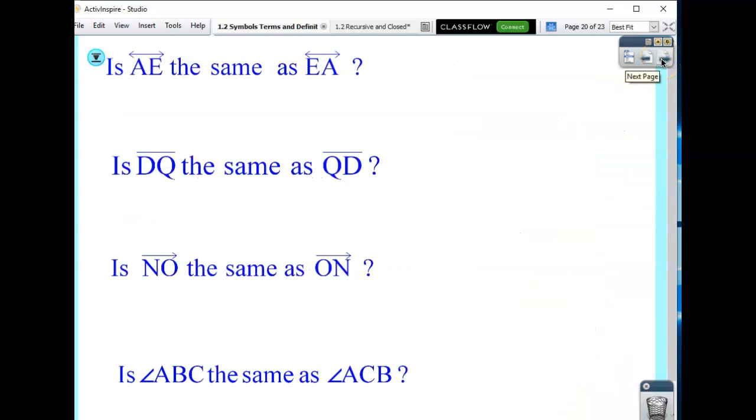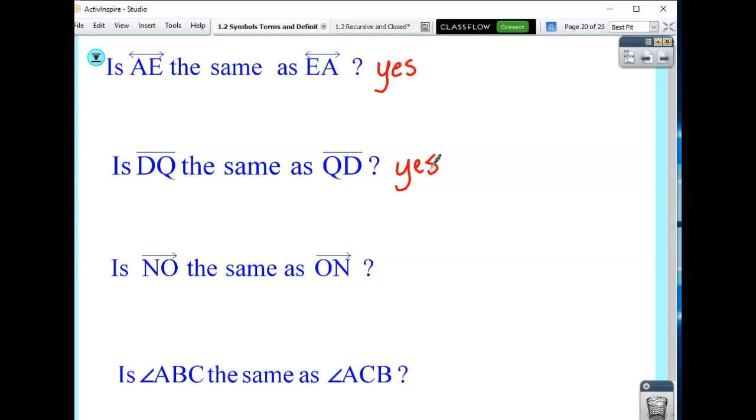Okay, if we look at this one right here, this designates that these are lines. So we're asking, is line AE the same as line EA? In a line, remember that these 2 letters are reversible. We can put them in any order. So yes, this is exactly the same thing. On this one, we're looking at a line segment. So is DQ the same thing as QD? Is it the same figure? Yes. In lines and line segments, the letters are reversible and it's the same thing. It's a different name for the same figure.